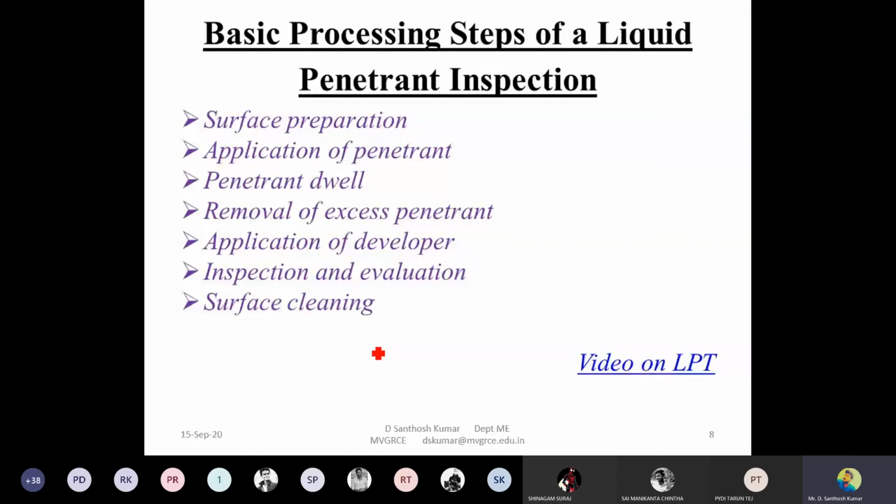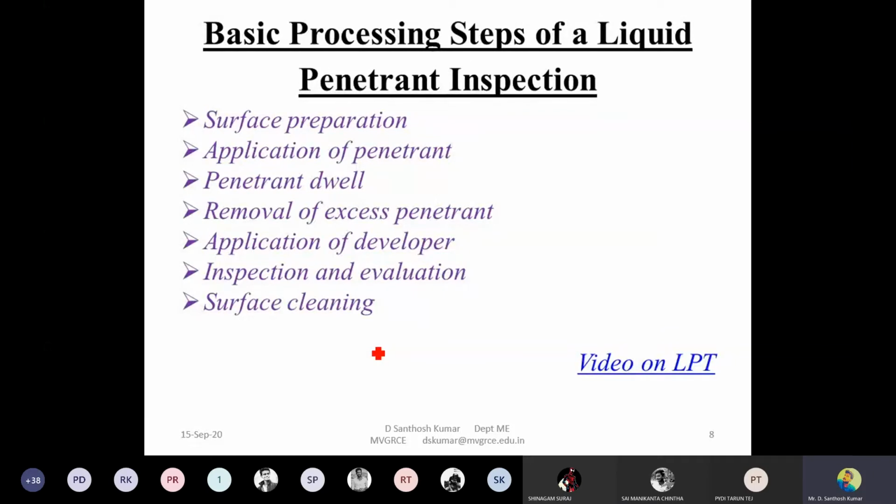There are different methodologies we use for removing excess penetrant. It always depends upon what type of penetrant you are using. According to that you have to use removal methods, like water washable methods; different kinds of methods are available. So that always depends upon the type of penetrant. Once you remove the excess penetrant, then you have to apply the developer. The developer is majorly white color. Once you apply the developer, then you have to inspect and evaluate.